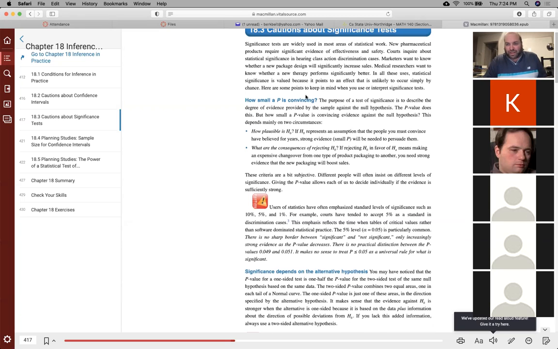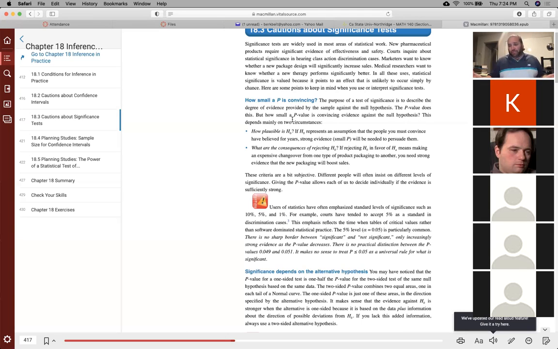So, how small a p is convincing? If you come along and say, I don't believe the average normal temperature is really 98.6 degrees, you have to convince me otherwise. I need really strong, convincing evidence to reject something that I've been believing my entire life. In that case, a p-value of 5% just might not be enough, and you might have to go to 1% or even less than that.